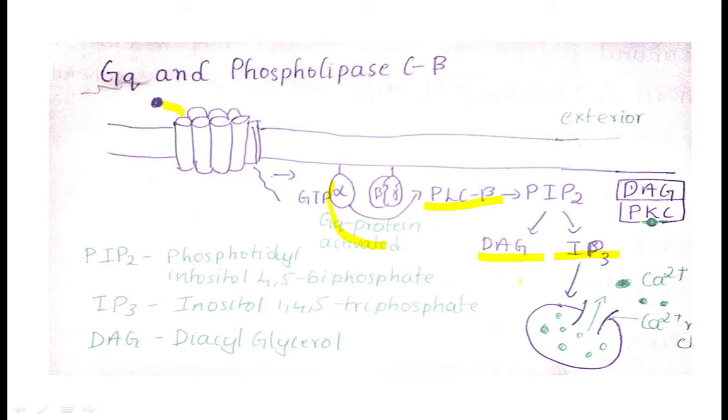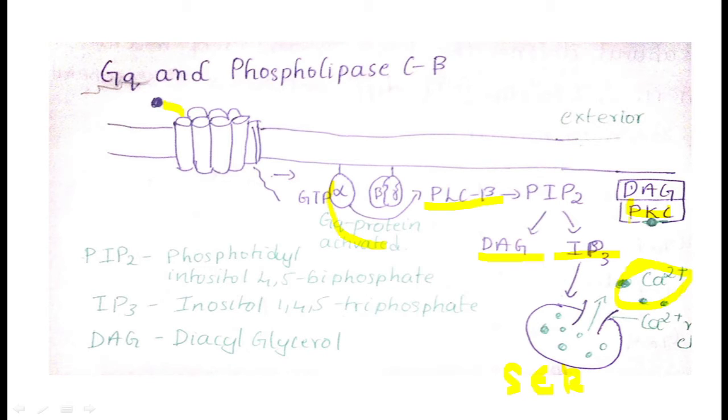DAG stands for diacylglycerol, and this is your smooth endoplasmic reticulum. So this DAG binds to protein kinase C. And IP3 enters your smooth endoplasmic reticulum and helps in the release of divalent calcium ions. So this divalent calcium ion goes and binds to the DAG protein kinase C complex and then activates your protein kinase C, which in turn activates many effector responses.